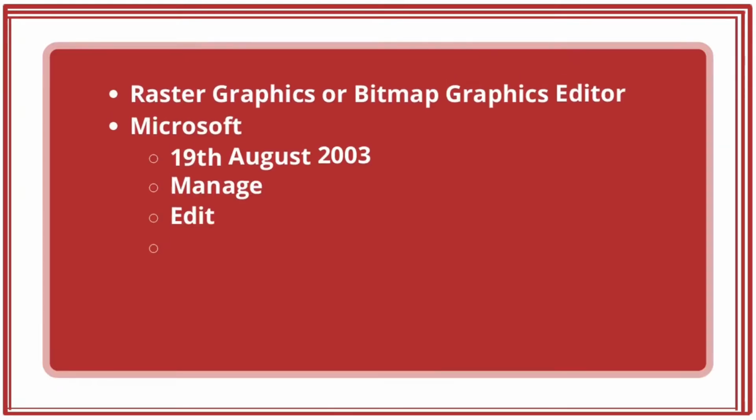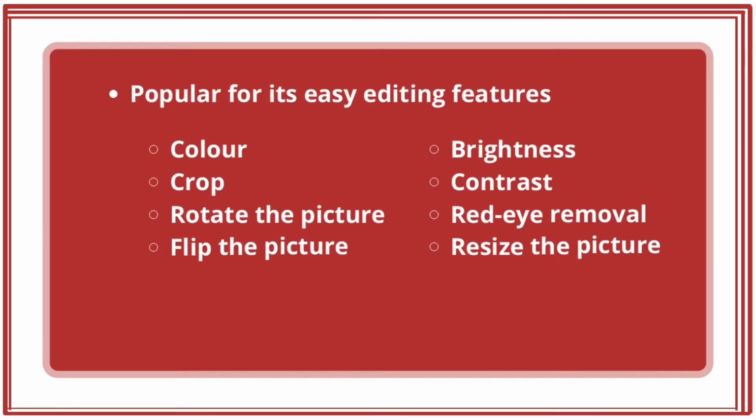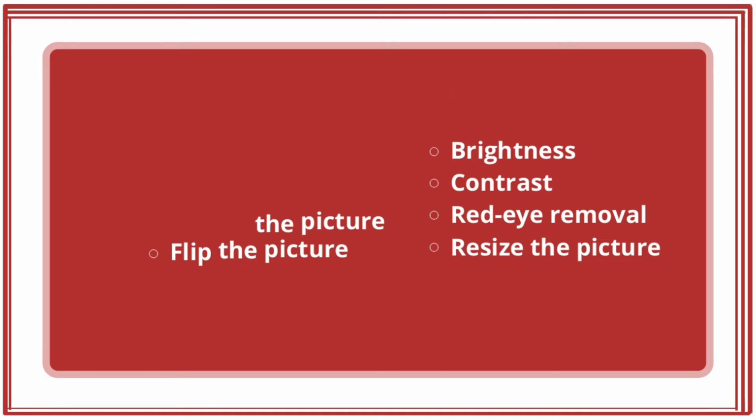Microsoft Picture Manager is a raster graphics or bitmap graphics editor. On 19th August 2003, Microsoft introduced this picture editor to manage, edit, share and view your pictures from your computer. It became quite popular for its easy editing features, and by using the edit option in Microsoft Picture Manager, you can change its color, crop it, rotate the picture, flip it, increase its brightness, change its contrast, remove red eye and resize the picture.